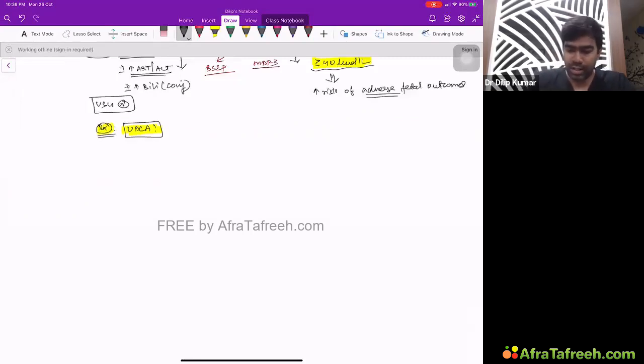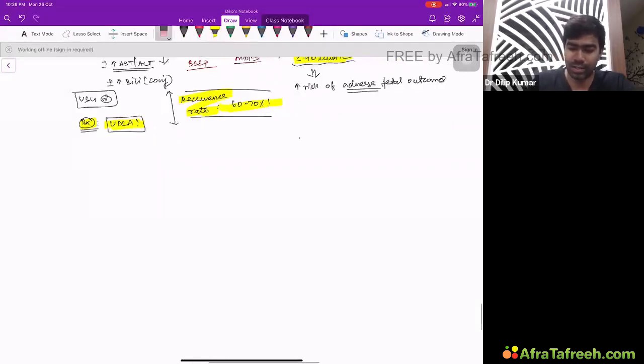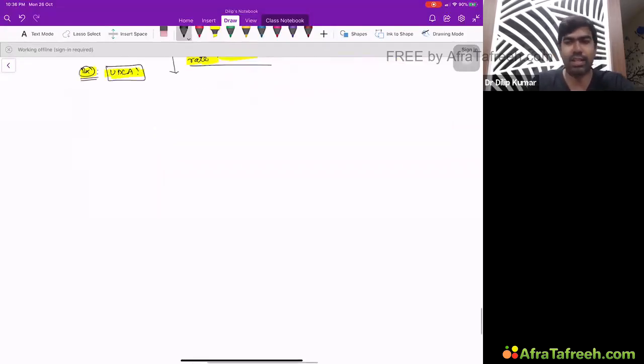And recurrence rate. Suppose a patient got ICP in one pregnancy, the recurrence rate is approximately 60 to 70% with subsequent pregnancy. And at the same time, there is a 60 to 70% chance this cholestasis can happen when they use oral contraceptive pills, or probably hormone replacement therapy as well. So there is a high chance of recurrence. Almost two-thirds of the patients will have recurrent disease.